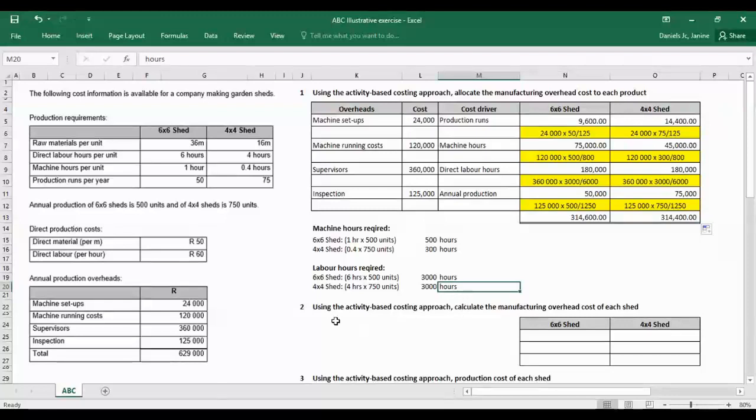Okay, so next we can calculate the manufacturing overhead cost of each shed. So to calculate that, we will start with the total allocated manufacturing overheads. So for the 6x6 sheds, it's 314,600 Rand. And for the 4x4 ones, it is 314,400 Rand. So that's the total allocated manufacturing overheads.